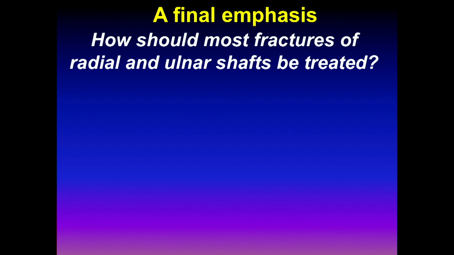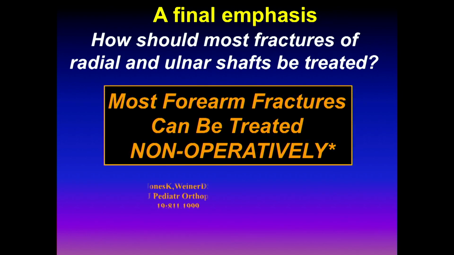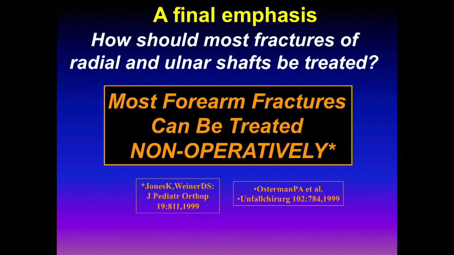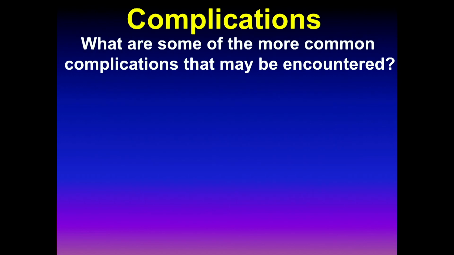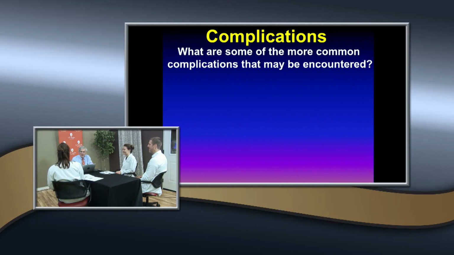So, final emphasis, how should most fractures of the radius and ulna be treated? Non-operatively. Yeah, most forearm fractures, what did I say? I'm sorry, radius and ulnar shaft fractures can be treated non-operatively. I misspoke, sorry. But there are some common complications. What are some of the complications? Loss of reduction. Refracture. And it's a little bit higher in the diaphysis.